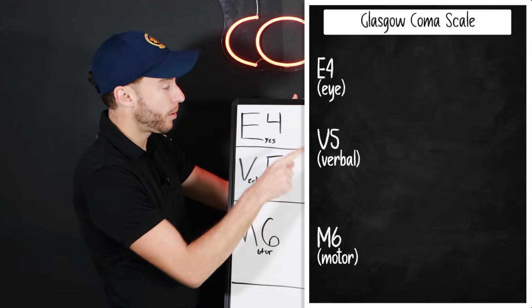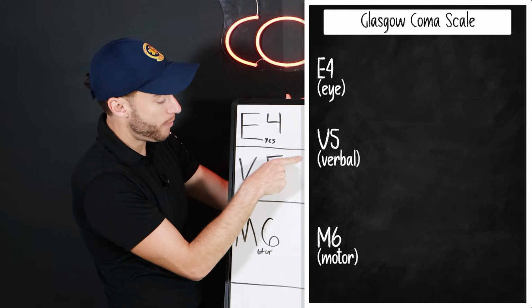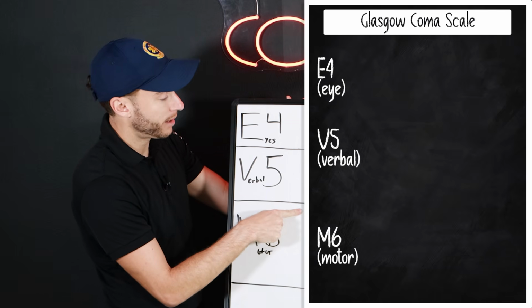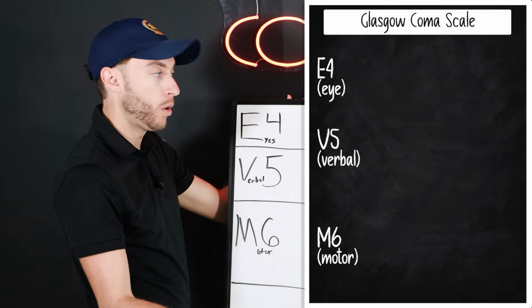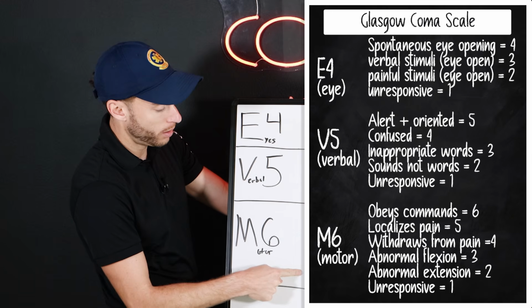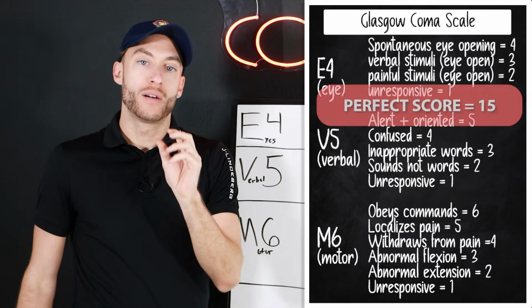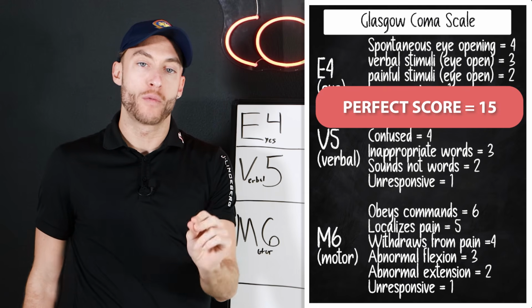Because the top number in the eyes is 4. Top number in the verbal is 5. Top number in the motor is 6. Why do I say 111? Because each unresponsive is a 1. So what does that mean? Well, what that means is 15 is a perfect score.